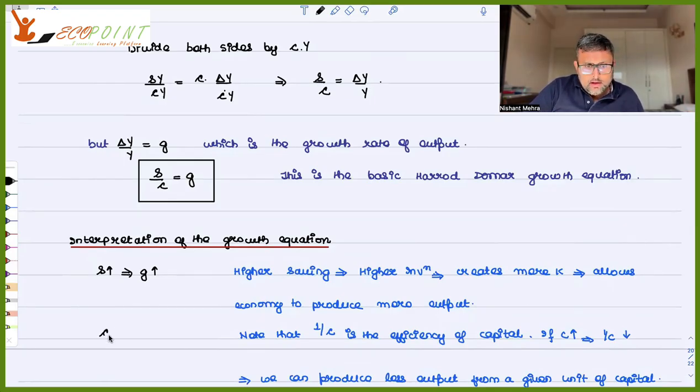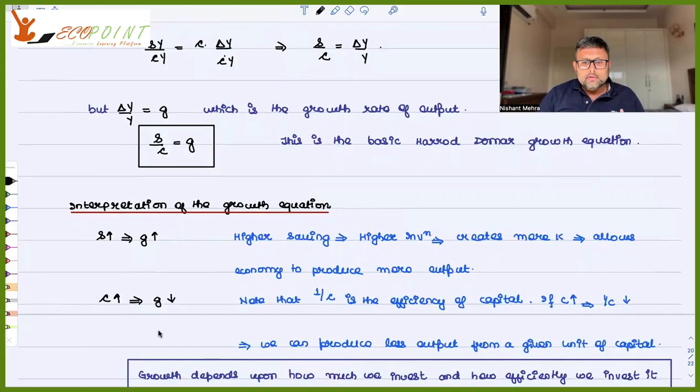Then if small c is going to increase, it means growth is going to fall. 1 upon c is the productivity of capital, the efficiency of capital. We derived that yesterday, right? So if c is going to increase, that means 1 upon c is falling. 1 upon c falling means you can produce a lesser amount of output from a given unit of capital. So the efficiency of capital is falling. So growth is positively related with the savings rate and negatively related with the capital output ratio.